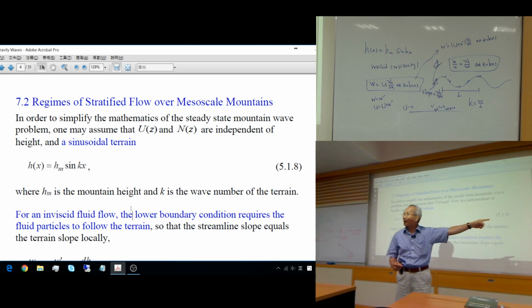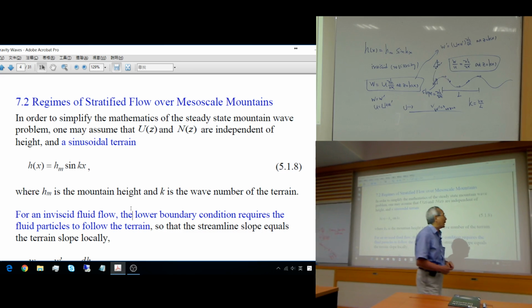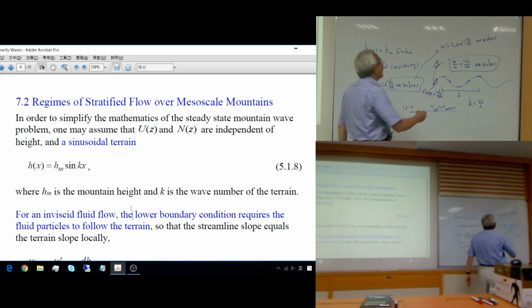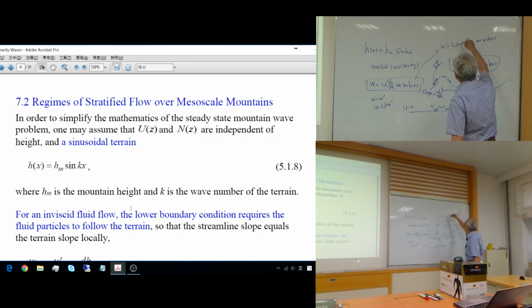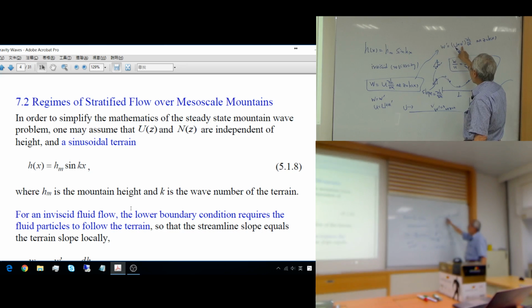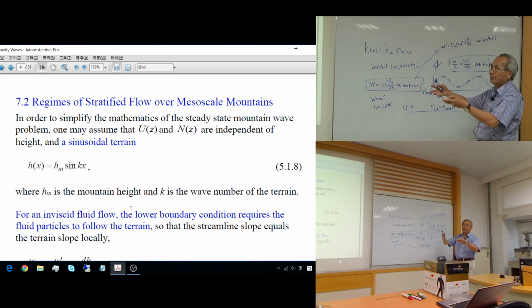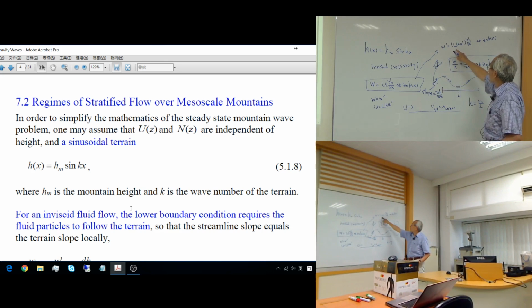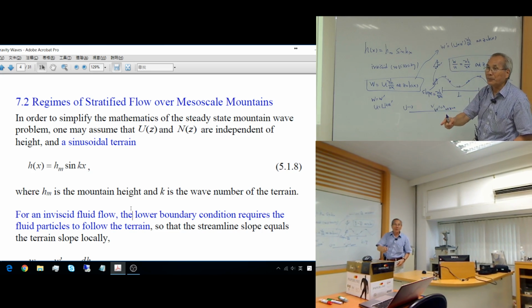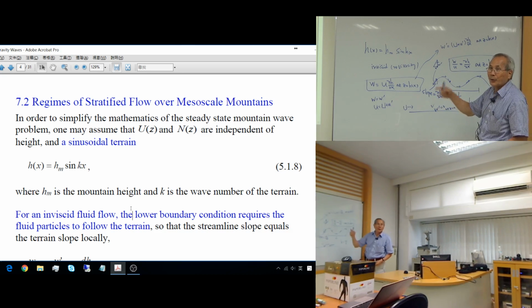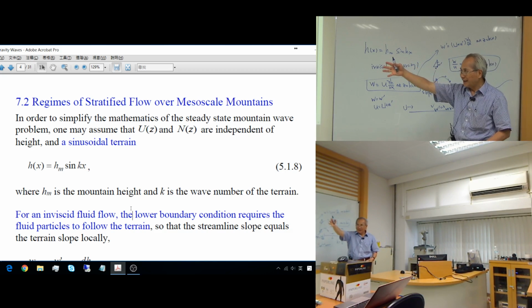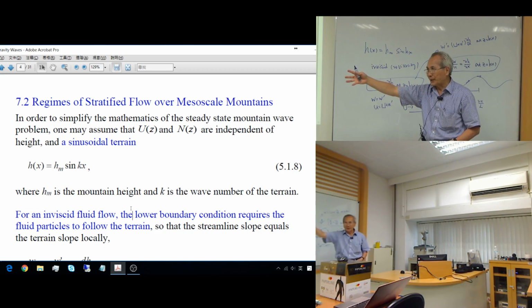It's a nonlinear problem. Why? Because if u prime is large enough, then you cannot ignore it. This term becomes appreciable, comparable to this capital U, and you cannot ignore it. So in order to simplify the problem, we also treat the governing equations.